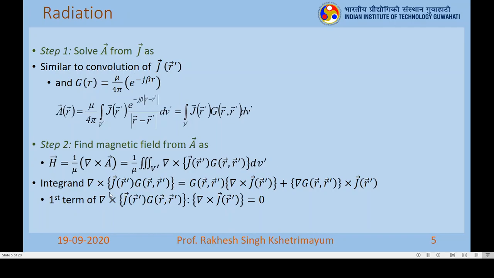So now when I take the curl of a product of a vector quantity and a scalar quantity, I get two terms here, the first term and the second term. Looking at the first term, inside the second bracket, the curl of J(R'). Curl is an operator in the observation coordinates, whereas J(R') is for the source coordinates. So they're independent, so this curl will become simply 0. So in order to find this integrand here, we just need to find this second term here.